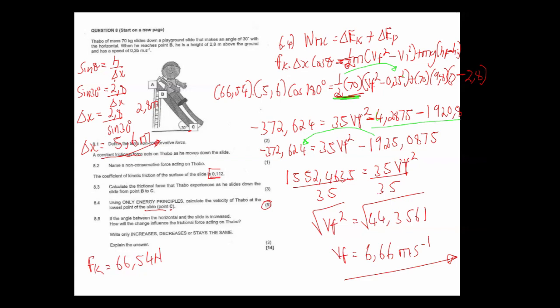Okay, now let's look at 8.5. That's a conceptual question. If the angle between the horizontal and the slide is increased, so that means hypothetically, let's say it's increased to maybe 70 degrees. They say if the angle between the horizontal and the slide is increased, how will the change influence the frictional force acting on top, right? Increase, decrease, or stays the same. Now we already know that if we increase an angle, frictional force has to decrease.